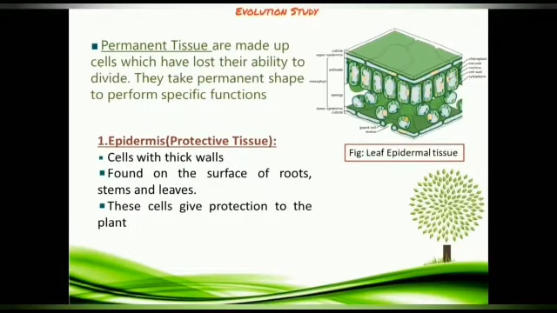Now, what is a permanent tissue? Permanent tissues are made up of cells which have lost their ability to divide. They take a permanent shape to perform specific functions. Epidermis, a protective tissue. In this, the cells have thick walls. They are found on the surface of the roots, stems and leaves, and these cells give protection to the plant as well.